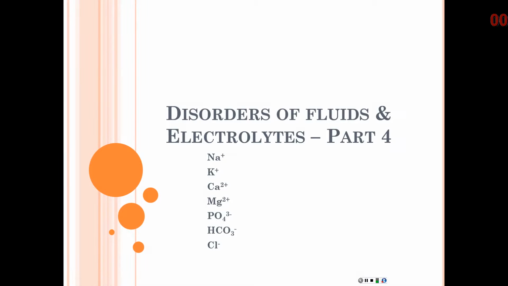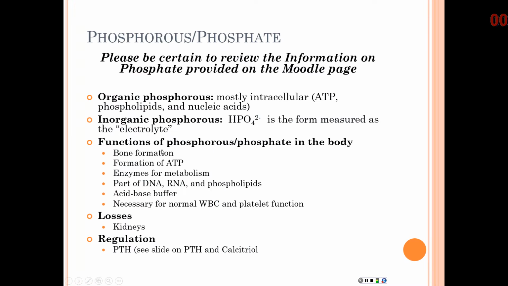This lecture will take us through the final section on the electrolytes and kind of bridge us into the acid-base disorders. That will be the final section of lectures for Chapter 8. So the only electrolytes we really have left to talk about are phosphorus and phosphate and chloride. So let's begin with phosphorus or phosphate.